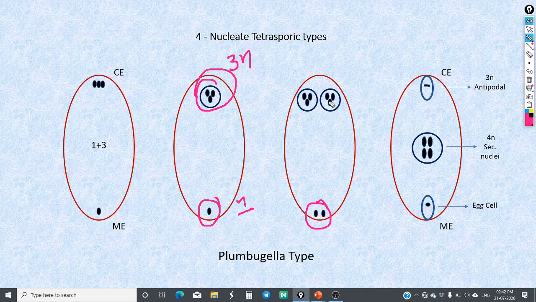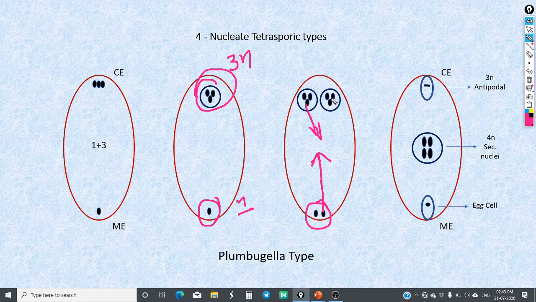out of which one from each end moves towards the center. Okay, so one from here and one from here moves towards the center. This is triploid, this is haploid. So as a whole, a tetraploid secondary polar nucleus formation takes place. And the remaining one develops the cell membrane and forms into an egg cell. No synergids are present in the Plumbagella type as well. See, no synergids are present. Only the egg cell is seen, and only one antipodal is seen, which is triploid in nature.